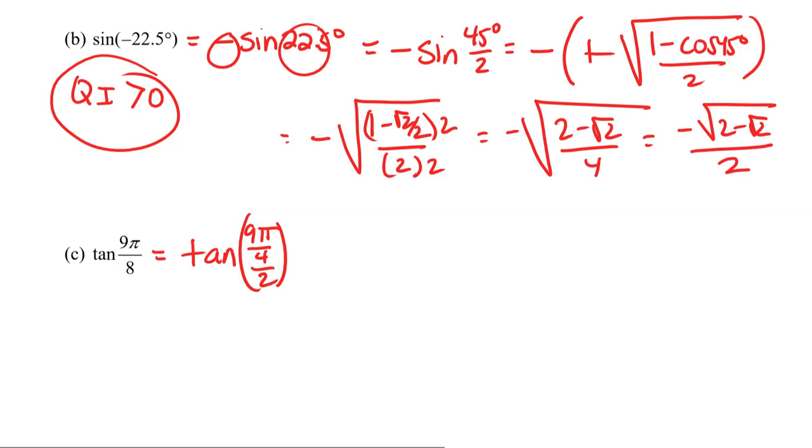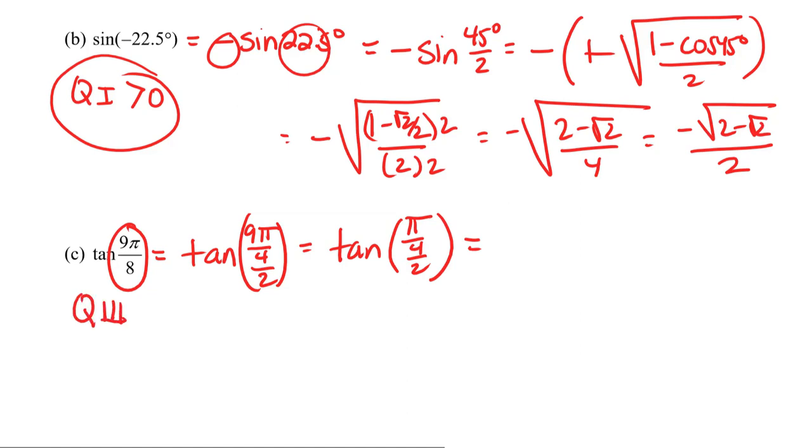Now 9 pi over 4 is not on my unit circle, but it is coterminal with an angle that is on my unit circle. If I subtract 2 pi or 8 pi over 4, this is the same as the tangent of pi over 4 over 2. Now before I get my formula, I better go back to the beginning and decide which quadrant 9 pi over 8 is in. Well, since that's a little more than pi, which is 8 pi over 8, we are in quadrant 3, where tangent is positive.